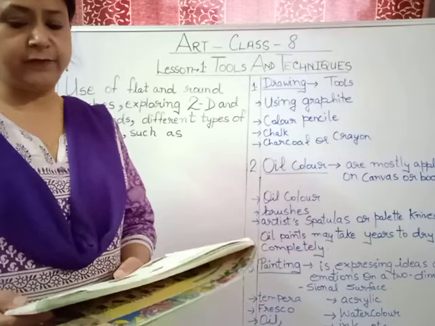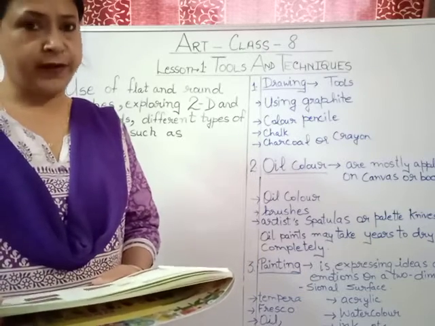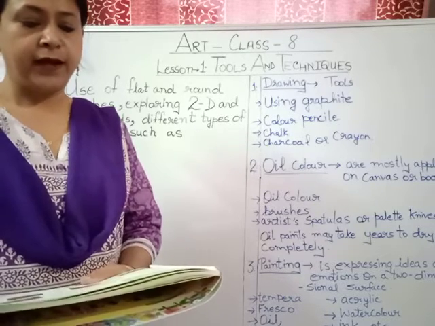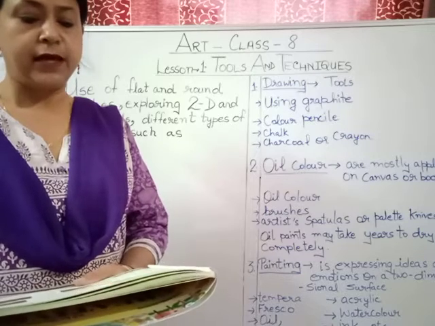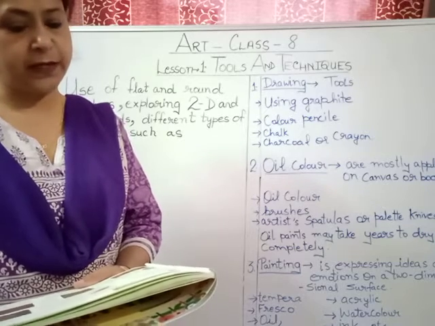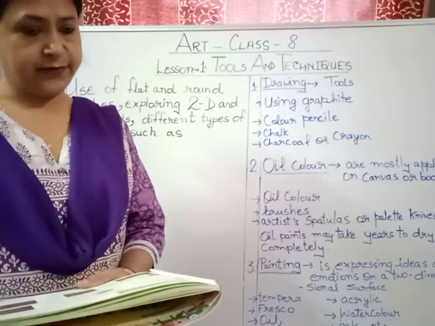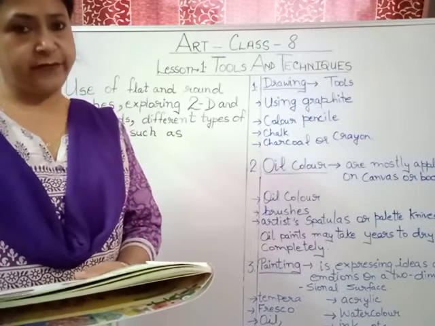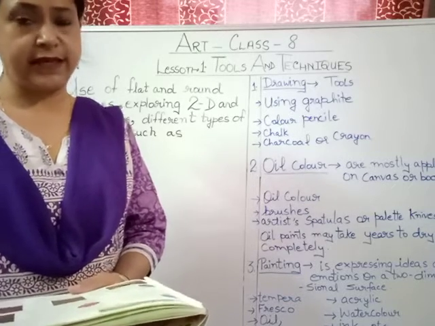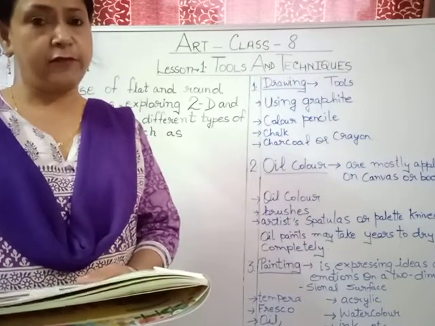Let's see tools and techniques, first chapter, page number 7, drawing and coloring tools. Drawing. Drawing is the elementary stage of creating any art form. It is the technique of producing images on a surface such as paper. Children, you have always drawn on paper. Now in class 8 we are doing it on canvas or on walls, etc. Using graphite. Graphite is like the lead inside a pencil. The same thing is in graphite. You use it for drawing.